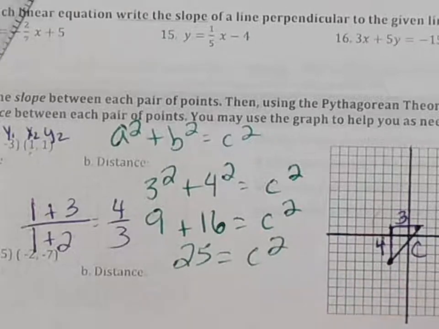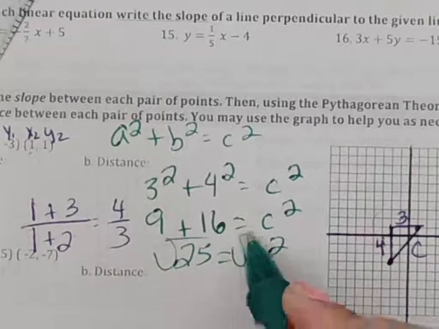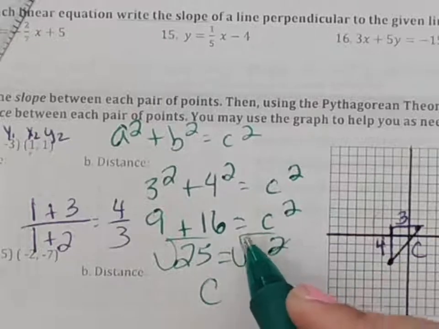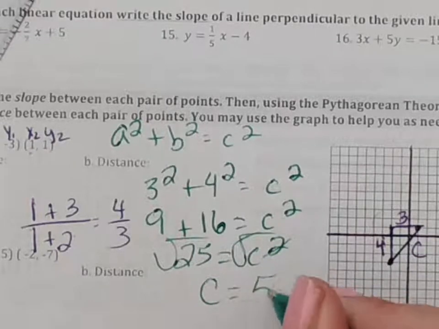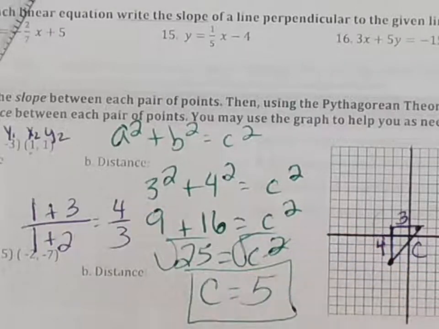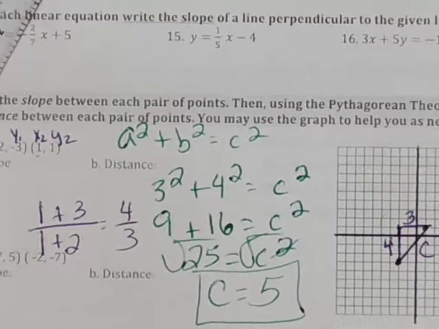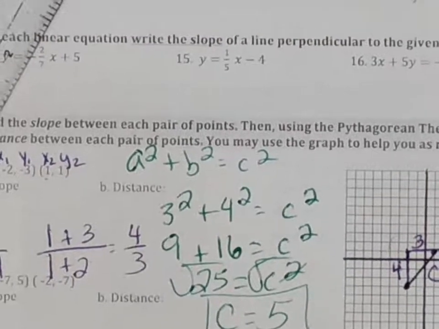All right, and then you would take the square root. And you would get c, because these cancel out. You get c equals 5. So your distance is 5. Okay, so then you would do the same thing for number 18. All right.